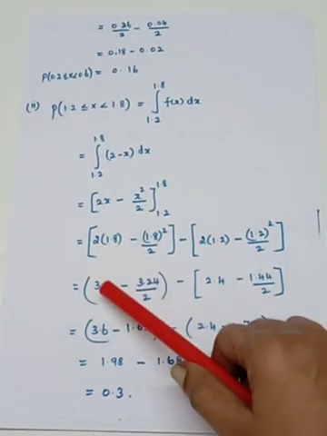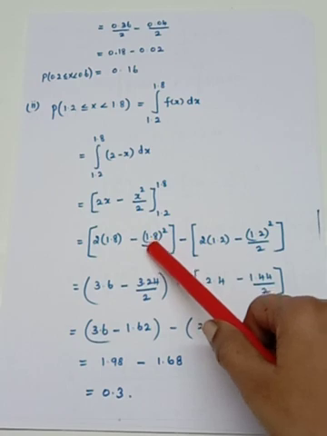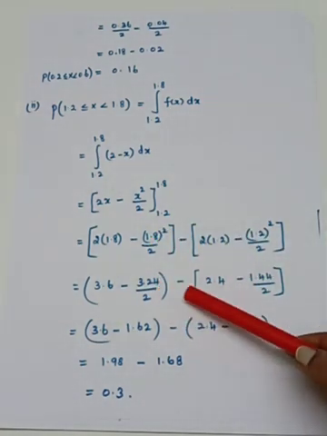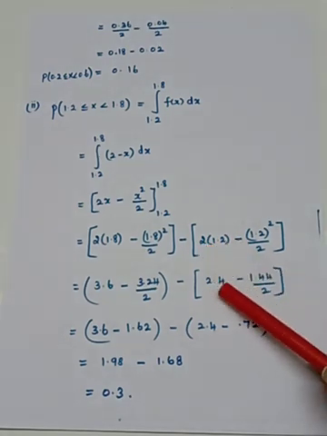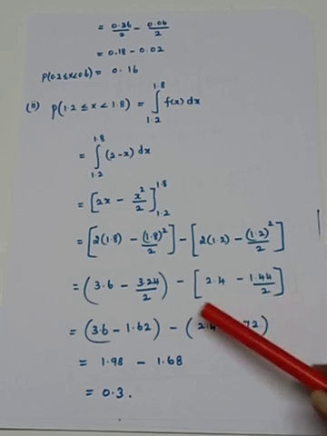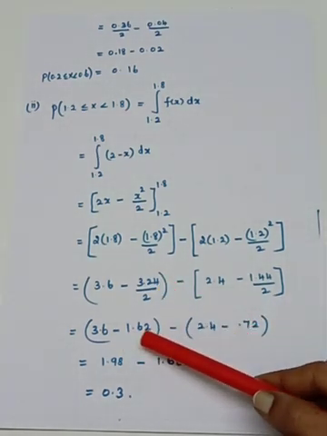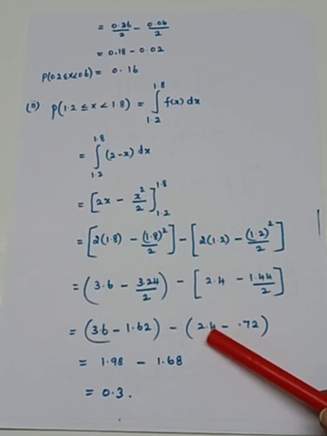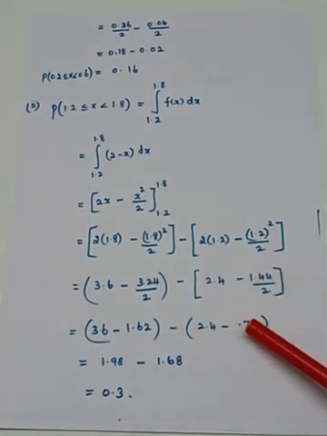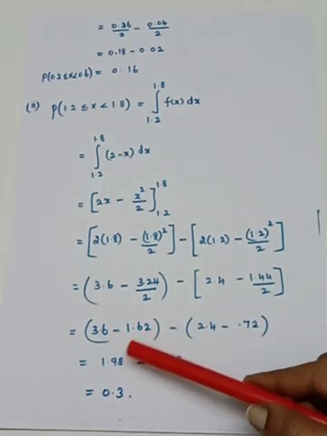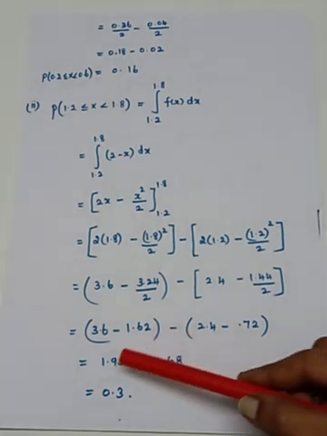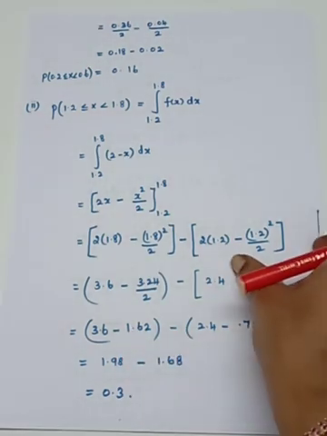So 2 into 1.8 is 3.6 minus 1.8 the whole squared is 3.24 divided by 2. Minus 2 into 1.2 is 2.4 minus 1.2 the whole squared is 1.44 divided by 2. If it is divided by 2, the answer is 1.62 minus 2.4 minus 0.72. So if you calculate, your answer is 1.98. Here you will have 1.68. If you subtract, your answer is 0.3.